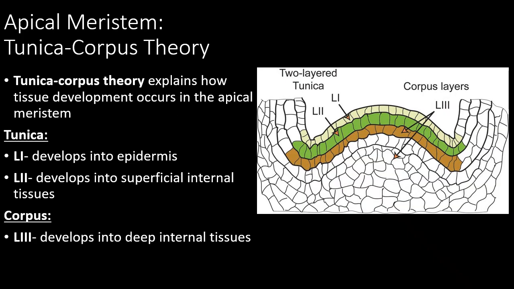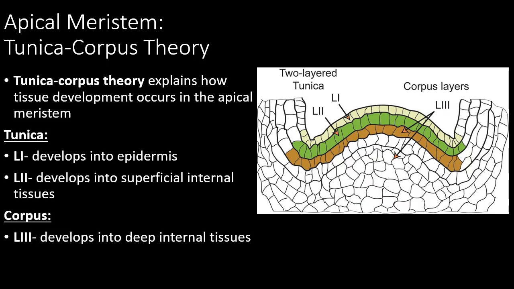In order to understand variegation and chimerism in the apical meristem, I think it's very important to talk about the tunica corpus theory. This is basically a theory of tissue development. It explains how tissue development occurs in the apical meristem, and understanding tunica corpus theory is really important for understanding how to maintain and influence ornamental variegations in horticultural plants.